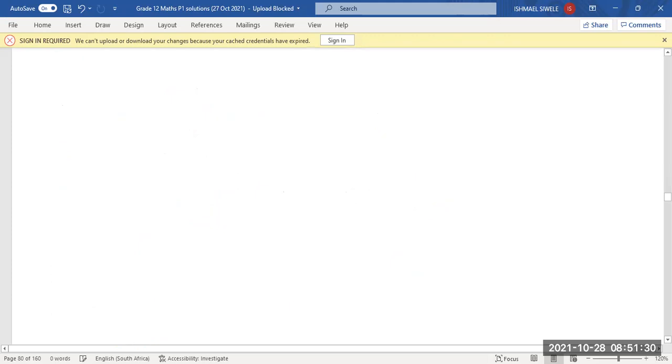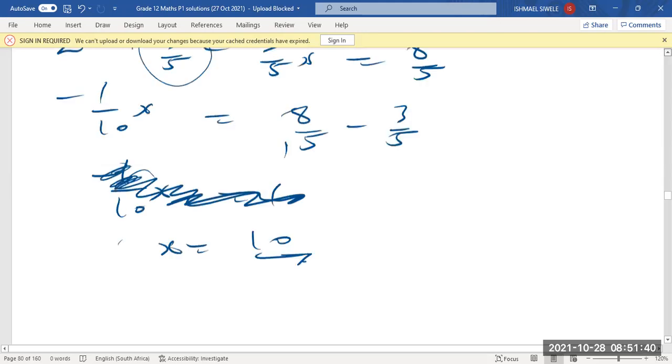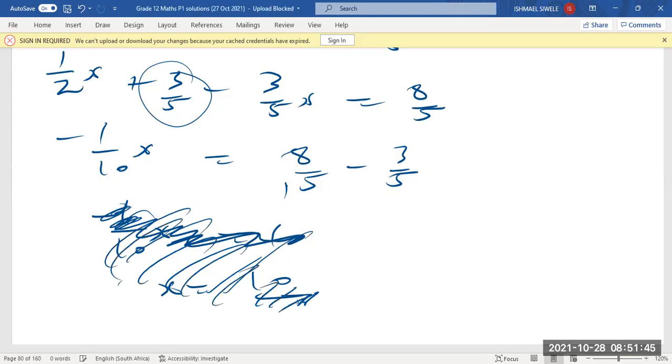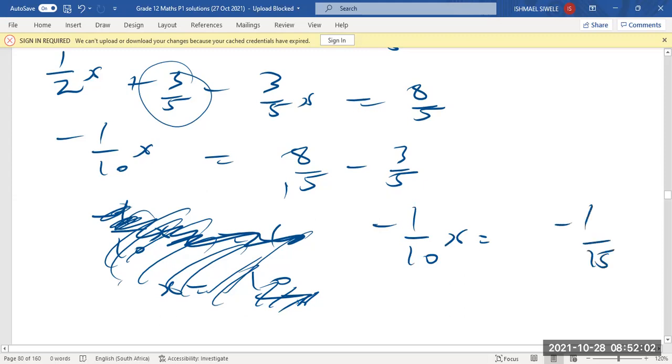So one thing that you should know is when you're writing, please check your calculation, because mistakes are common. I won't lie. We are human beings, we are prone to making mistakes. Okay, so 8/15 minus 3/5. You see, now it is making sense. So I'm going to have negative 1/10x is equal to negative 1/15. So please check your calculations. We are human beings. We make mistakes.